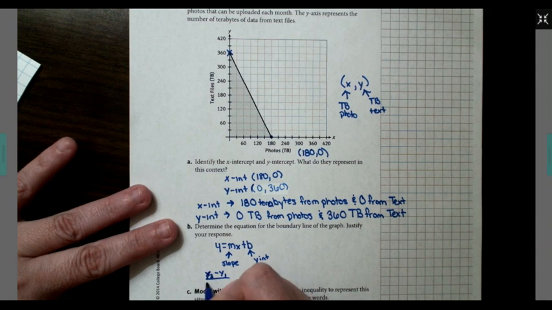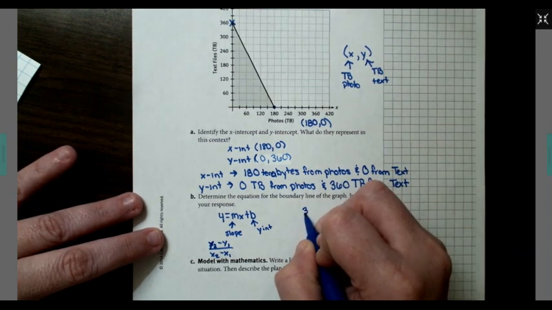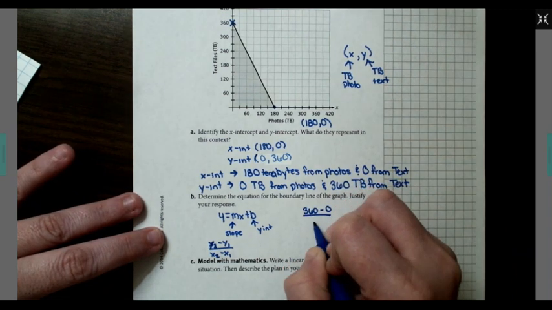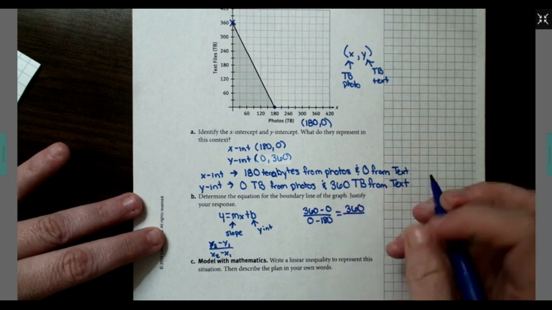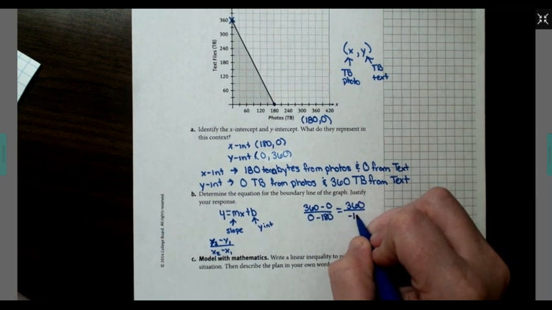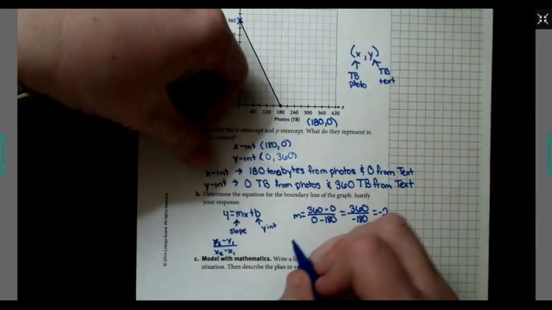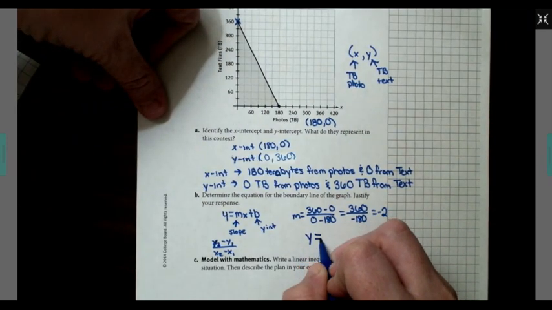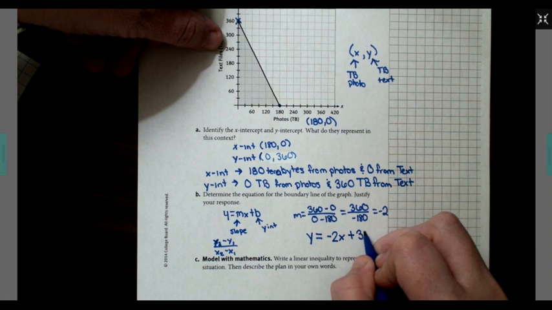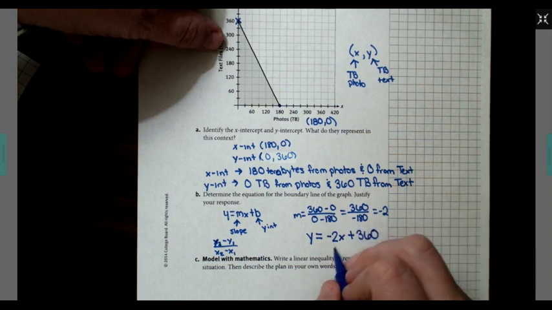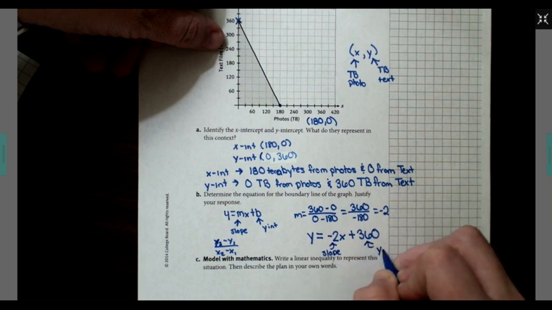y2 minus y1 over x2 minus x1. So let's do that. We've got 360 minus 0 over 0 minus 180. That's going to be 360 over negative 180, which is negative 2 for my slope. And b is that y-intercept. So y equals negative 2x plus 360. Slope, y-intercept.